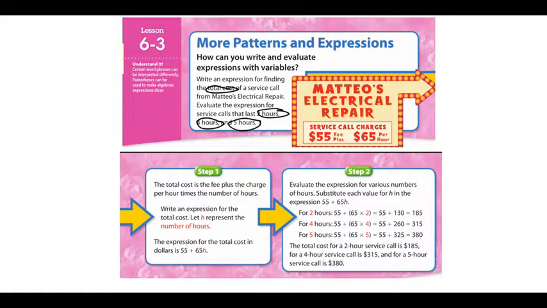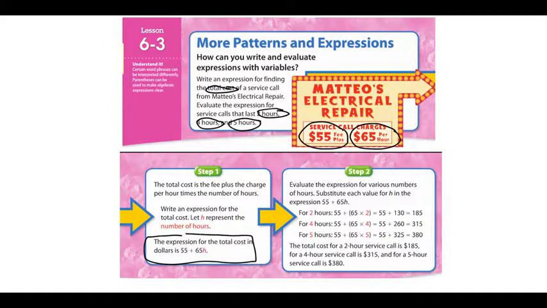Well, if we look at the picture here, it says that the service call is a $55 fee, plus $65 per hour. So it's going to depend on how many hours they work to determine the total cost. So it says here in step 1 on the next page in your book, the total cost is the fee plus the charge per hour times the number of hours. So write an expression for the total cost. It says let H represent the number of hours. So they wrote that expression here.